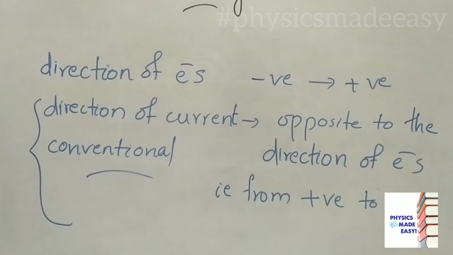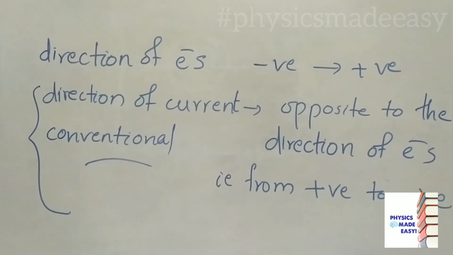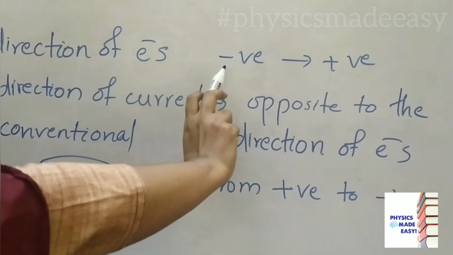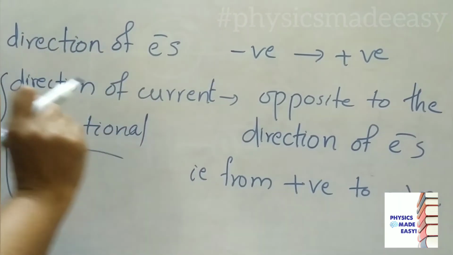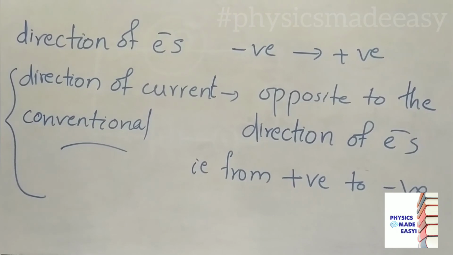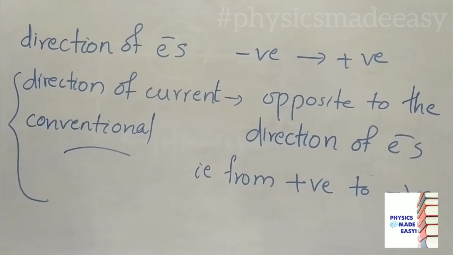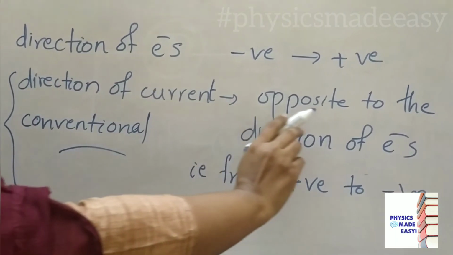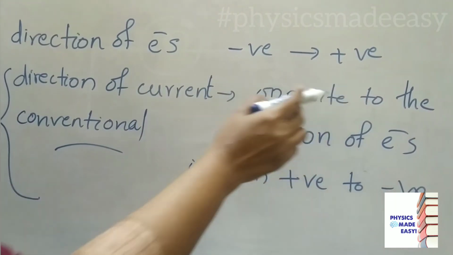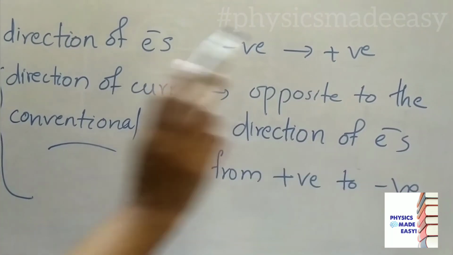Let us see what is the conventional direction of current. You know the electrons are negatively charged particles. So in a circuit we can say the direction of electrons is from negative terminal to positive terminal. Then I told you the direction of current is from positive to negative. That only we are saying as the conventional direction of current. Conventionally we are saying the direction of current is opposite to the direction of electrons. Electrons go negative to positive, so we say the direction of current is positive terminal to negative terminal.